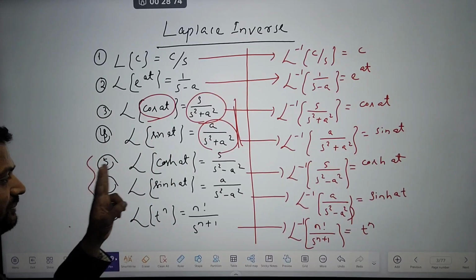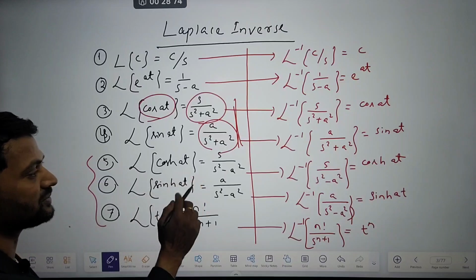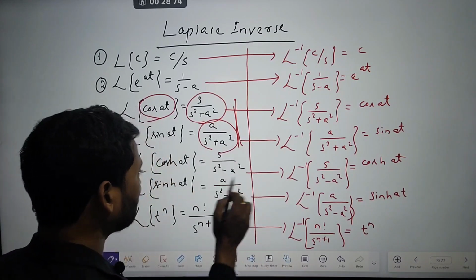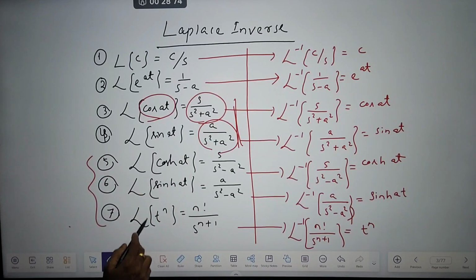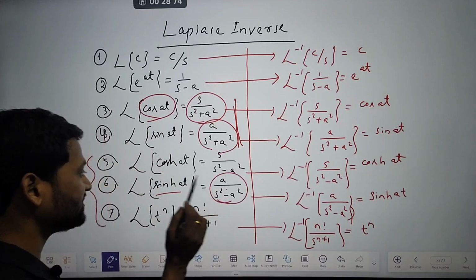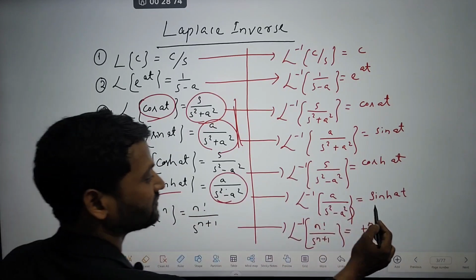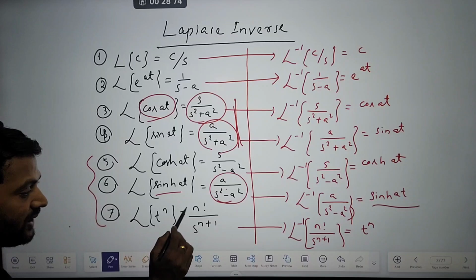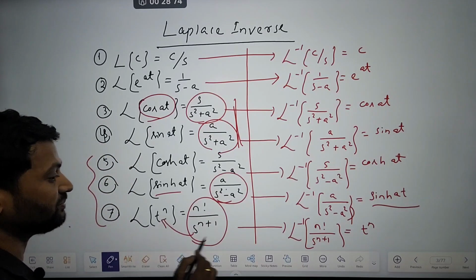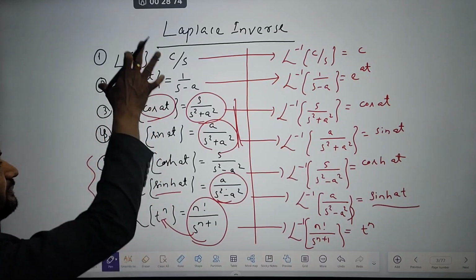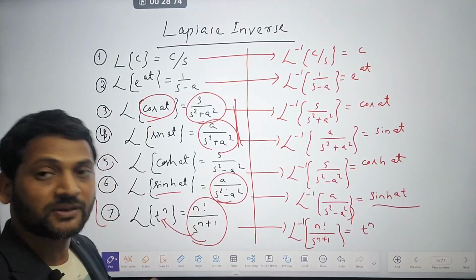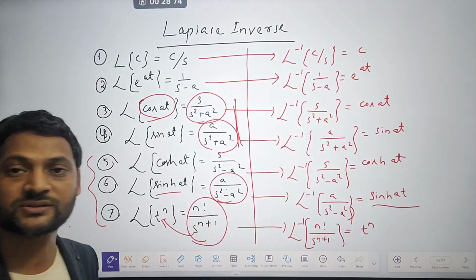And the last formulas: Laplace of cosh at, h meaning hyperbolic function, is s by s square minus a square, and its inverse is cosh at. Similarly, Laplace of sinh at is a by s square minus a square, so the Laplace inverse of this is sinh at. Laplace of t to the power n is n factorial by s to the power n plus 1, and the Laplace inverse of this is t to the power n. So you should know the Laplace transformation of a function, then the inverse Laplace of that answer is again that function.